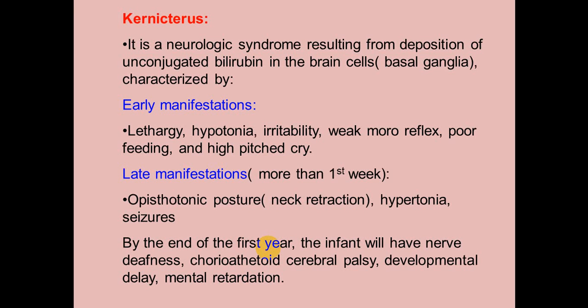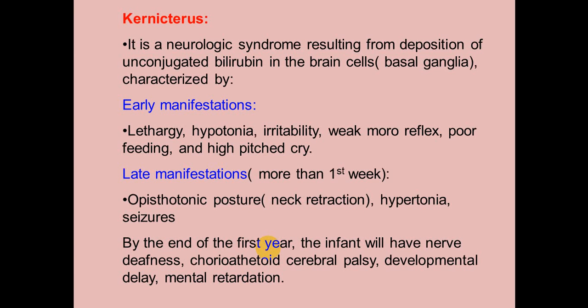So the mother will complain that her newborn infant is lethargic, he's not completing his feed, and when we examine him and do the primitive reflexes, we will see there is a weak motor reflex. At this time, we should interfere and treat the newborn baby with extensive phototherapy to prevent further damage, because the late manifestations that may occur after the first week include opisthotonic posture with neck retraction and hypertonia, and of course seizures also. By the end of the first year, the newborn baby will be crippled.